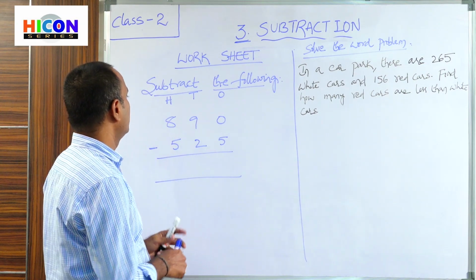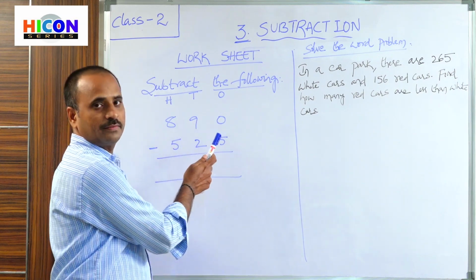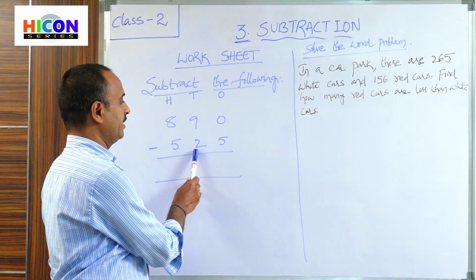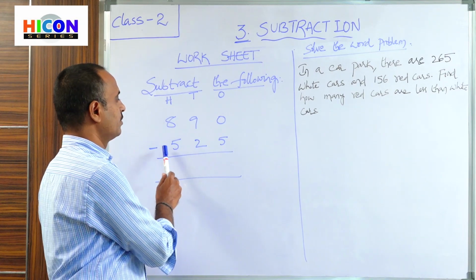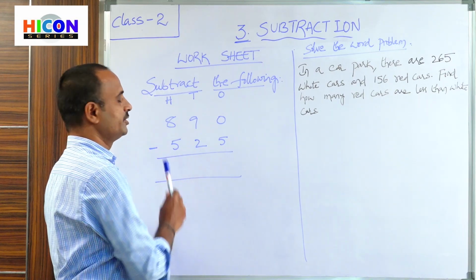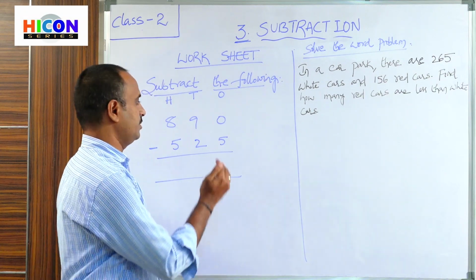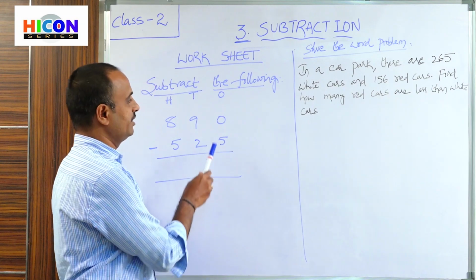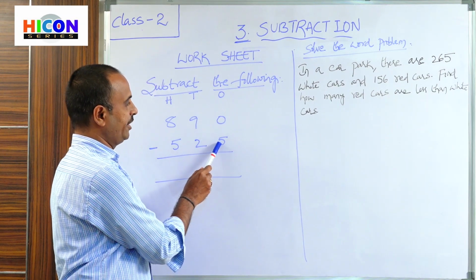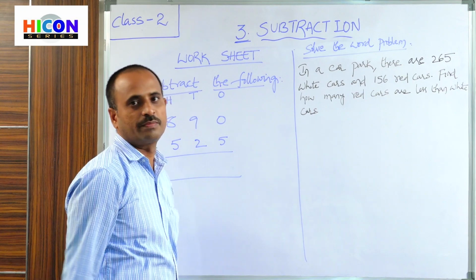The first number is 890 and the second number is 525. So these are the 3-digit numbers. Now we have to subtract these 3-digit numbers. So start the subtraction from the ones place. So what are the digits present in the ones place? 0 and 5 are the digits present in the ones place.